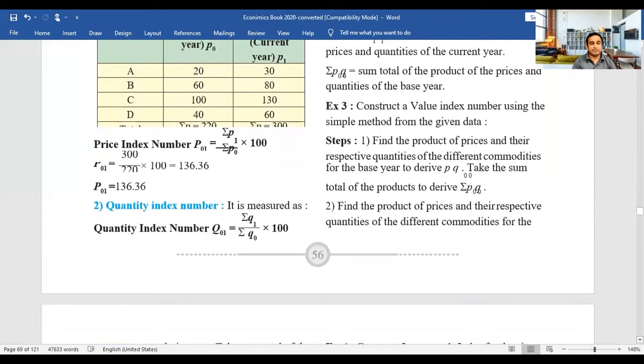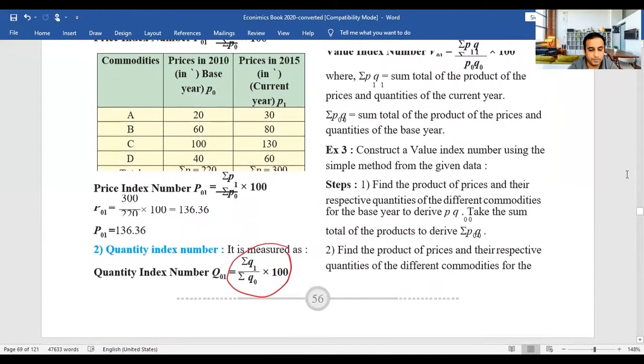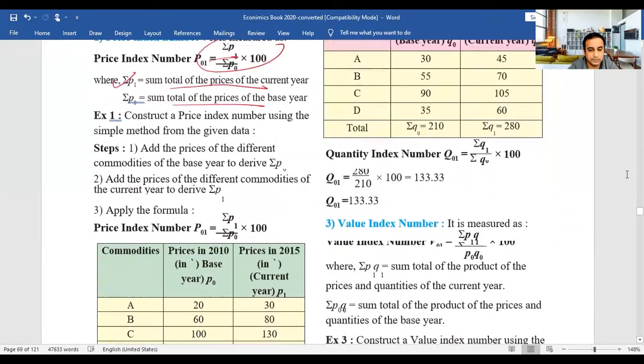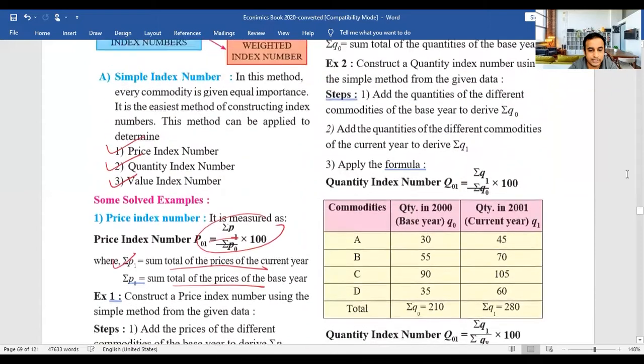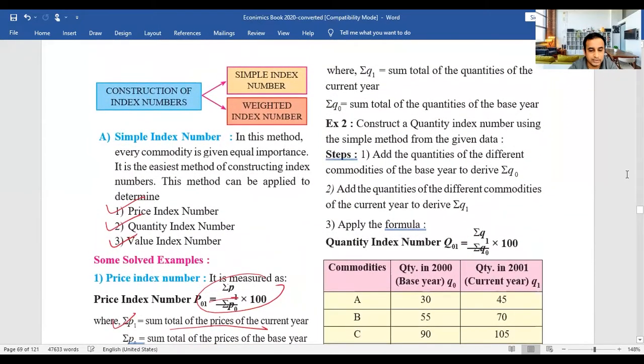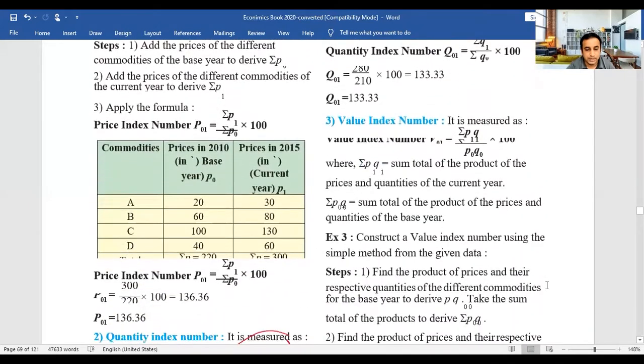In quantity index number, the formula is summation Q1 upon summation Q0 into 100. So first we have to obtain the summation for the current year quantities, and then we have to obtain the summation for the base year quantities, and then we have to apply the formula, that is summation Q1 upon summation Q0 into 100.